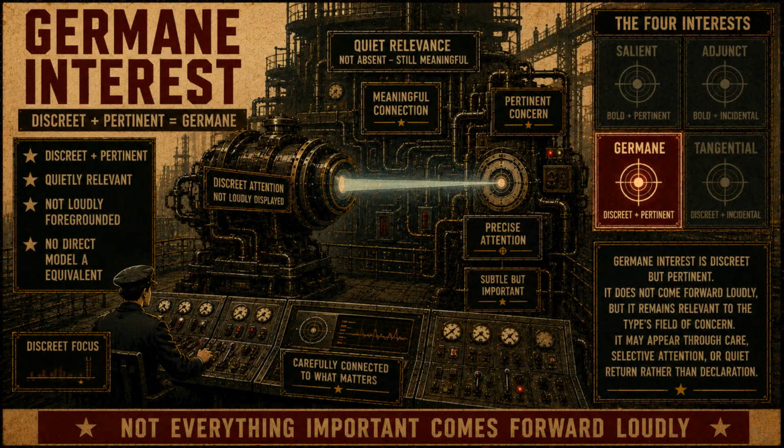The third interest group is Germane interest. Here, the function is discrete. It does not usually come forward with the same boldness or obvious emphasis. It may be quieter, less declarative, and less immediately visible from the outside, but it is still pertinent. That is the important part. A germane function may not dominate attention, but it still belongs to the type's field of concern. It still has relevance. It still matters to how the type orients itself.